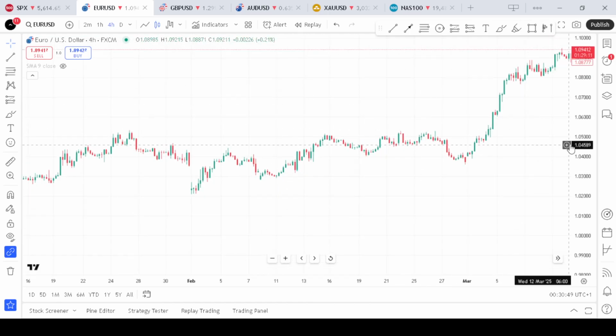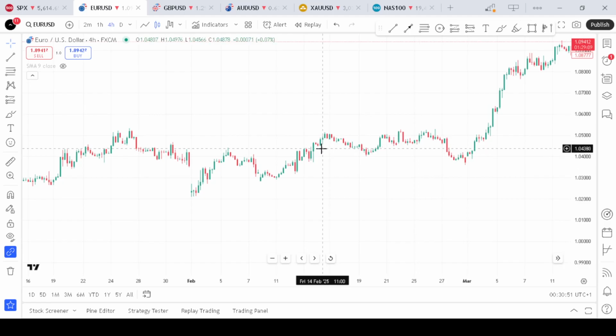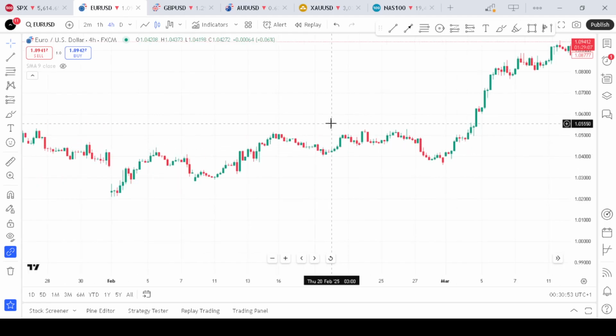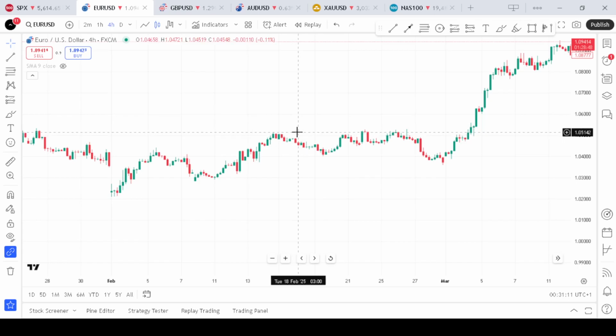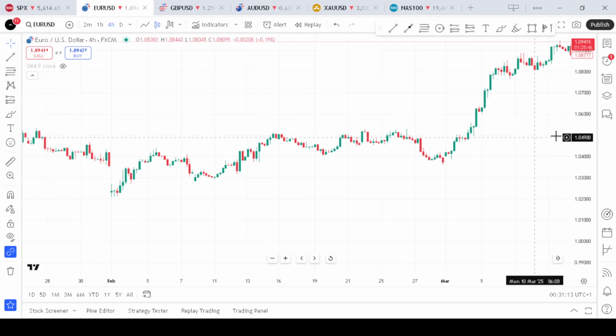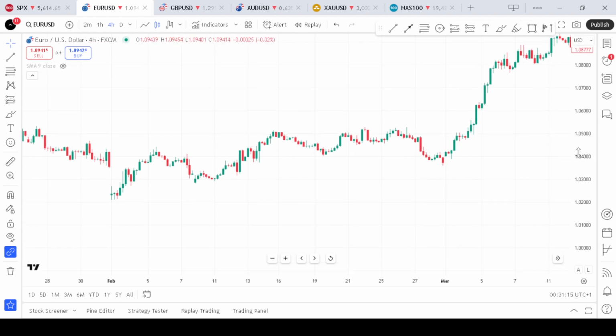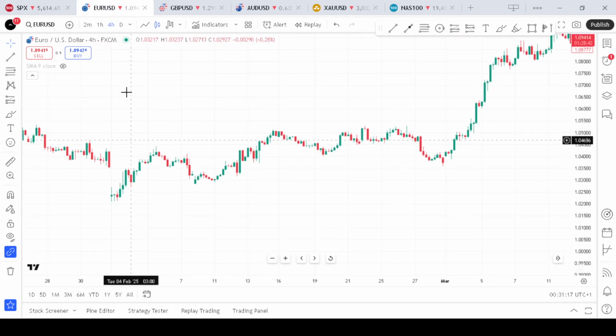So stay tuned as we explore the ins and outs of the Kagi chart and learn how to integrate it into your trading strategy. You have to watch till the end to get a comprehensive understanding, and you will see how to leverage this tool to potentially improve your trading outcomes. We start by understanding what the Kagi chart is all about.